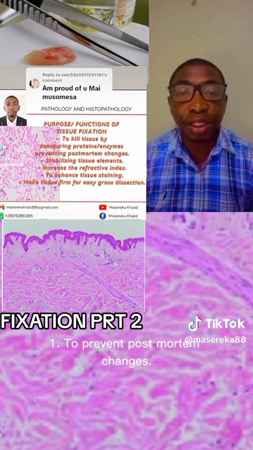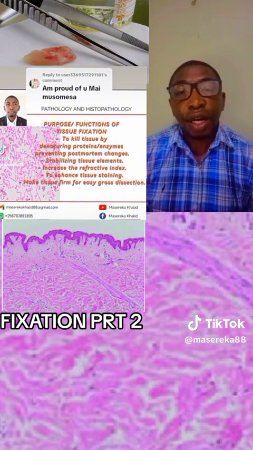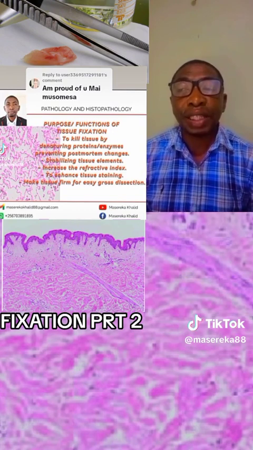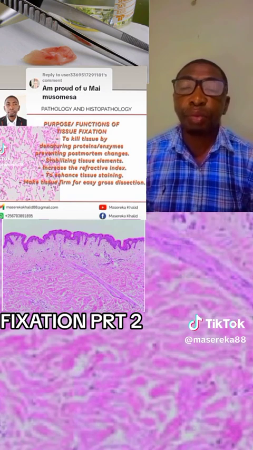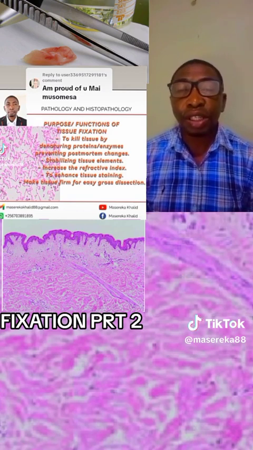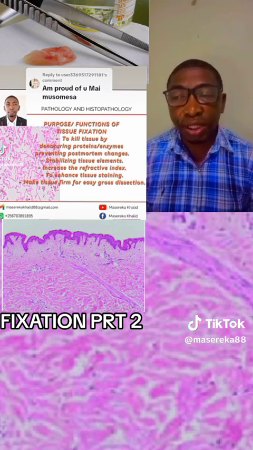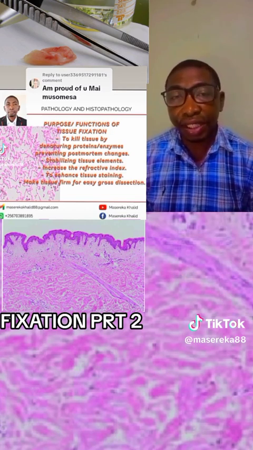One is to prevent post-mortem changes. And how do we prevent post-mortem changes? By killing tissues. Killing tissues, we are denaturing proteins, which are enzymes, so that postmortem activities such as putrefaction, which come as a result of bacterial attack, and autolysis, which come as a result of enzyme attack, can be prevented.